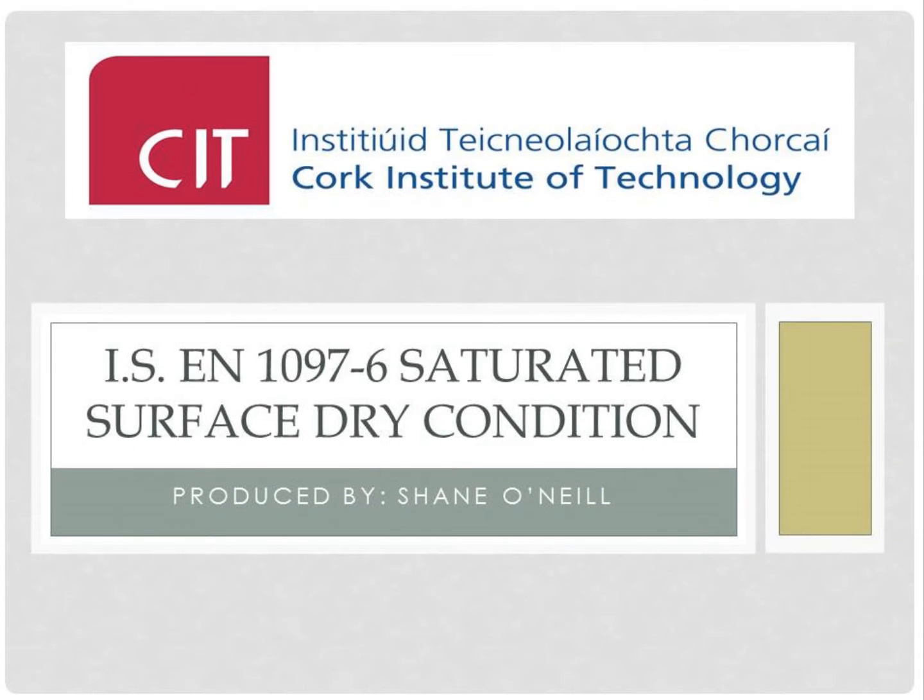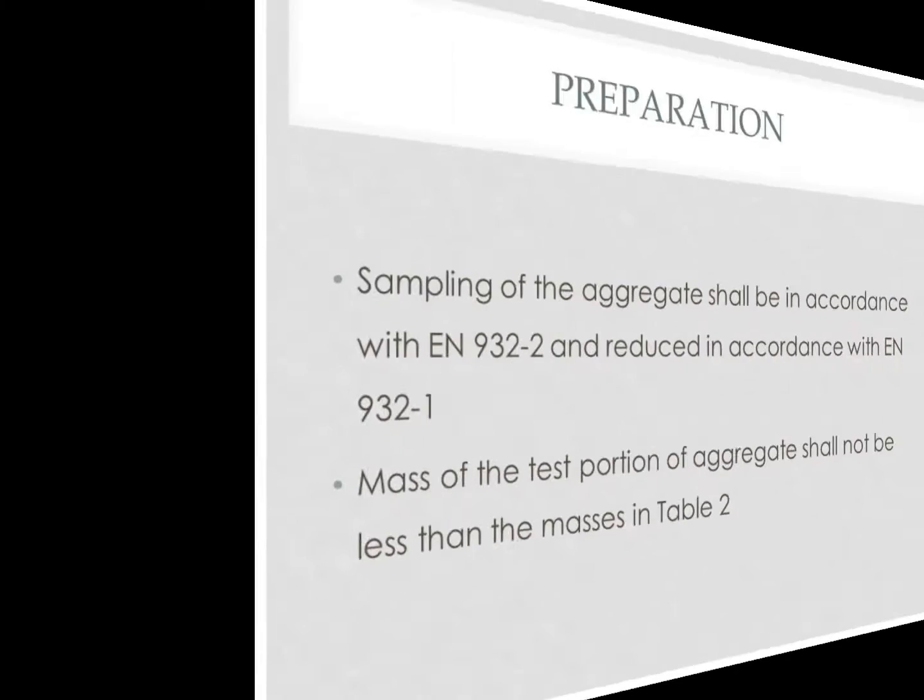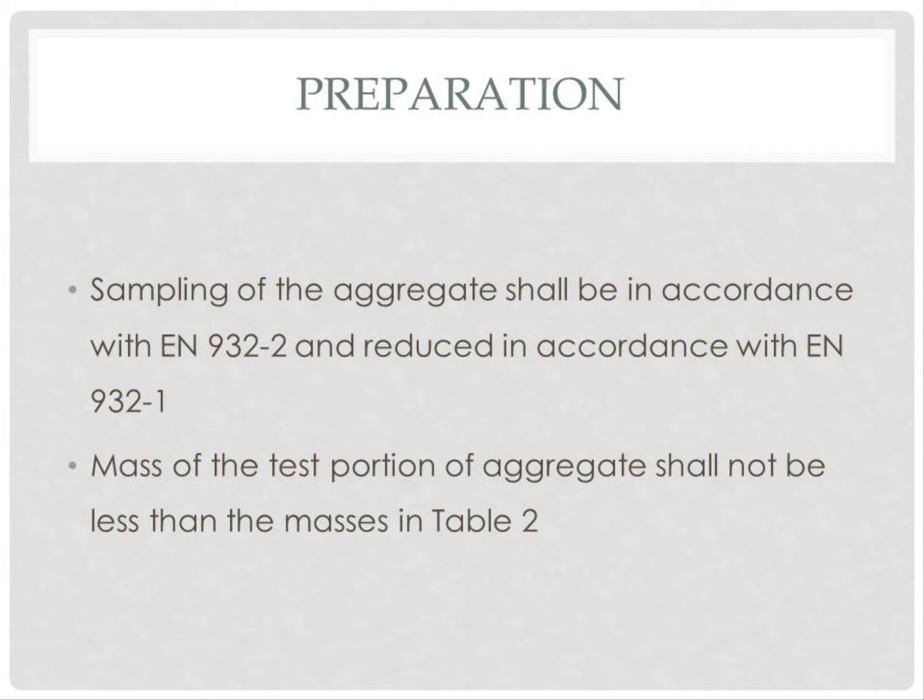The following video is a demonstration of how to determine the saturated surface dry condition in accordance with IS EN 1097 Part 6 using the pycnometer method. Sampling of the aggregate shall be carried out in accordance with EN 932 Part 2 and reduced in accordance with EN 933 Part 1. Mass of the test portion of aggregate shall not be less than the masses in Table 2, which follows.